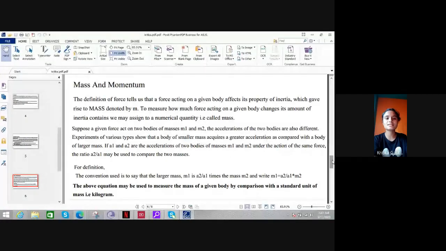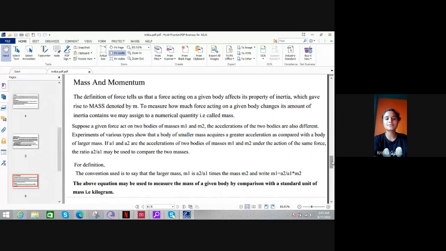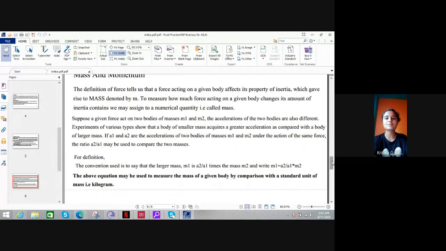Suppose a force acts on two bodies of masses m1 and m2. The accelerations of the two bodies are also different. Experiments of various types show that a body of smaller mass acquires a greater acceleration as compared with a body of larger mass. If A1 and A2 are the accelerations of two bodies of masses m1 and m2 under the action of the same force, the ratio A2 upon A1 may be used to compare the two masses.